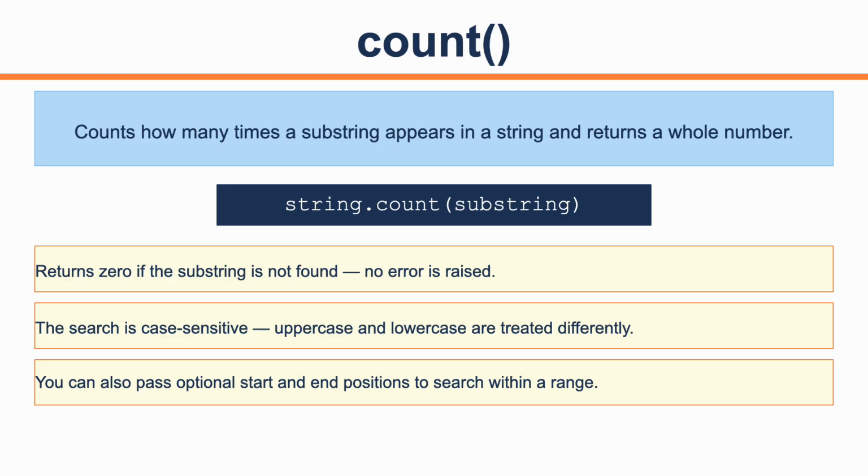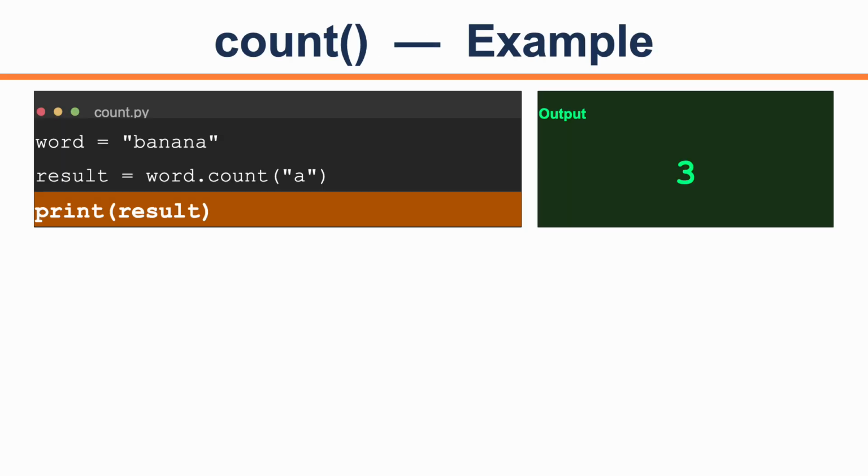The count method counts how many times a substring appears in a string. It returns a whole number. If the substring appears 0 times, count returns 0. It does not raise an error for missing substrings. Here we store the string banana in a variable called word. We call count with the argument a. It returns 3 because the letter A appears 3 times in banana.